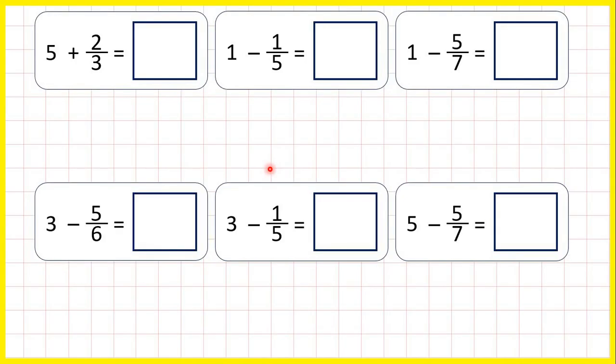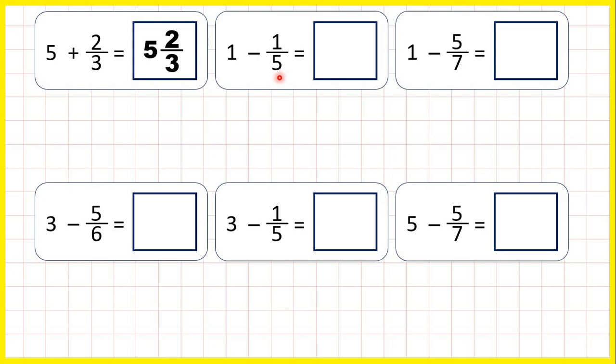Now for these questions, we start with whole numbers and we're adding or subtracting fractions. Now adding a fraction to a whole number is really simple. 5 plus 2/3 can just be written as 5 and 2/3.